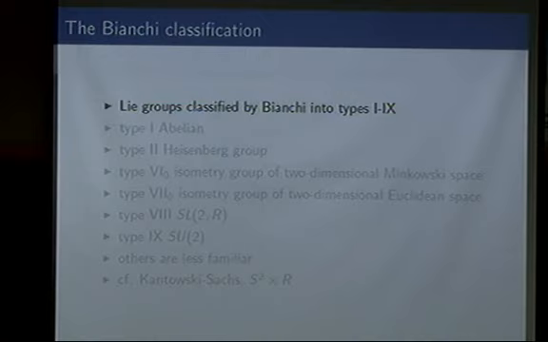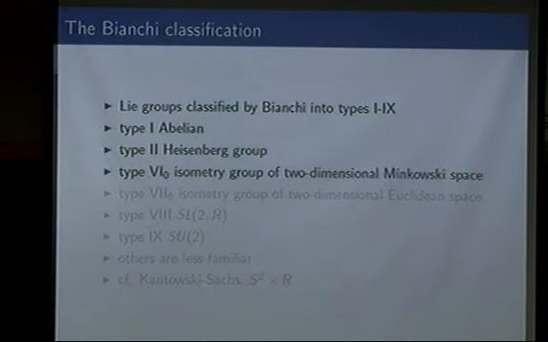I just thought I would give you a little menu with a few of the groups. There are many different kinds, and on this slide I'm just telling you what a few of them are. So type 1 is the simplest, it's abelian. Type 2 is the Heisenberg group. Type 6-0 is the isometry group of two-dimensional Minkowski space. So if you take R2 with a Lorentz metric with components 1, 0, minus 1, then its isometry group gives you this 6-0.